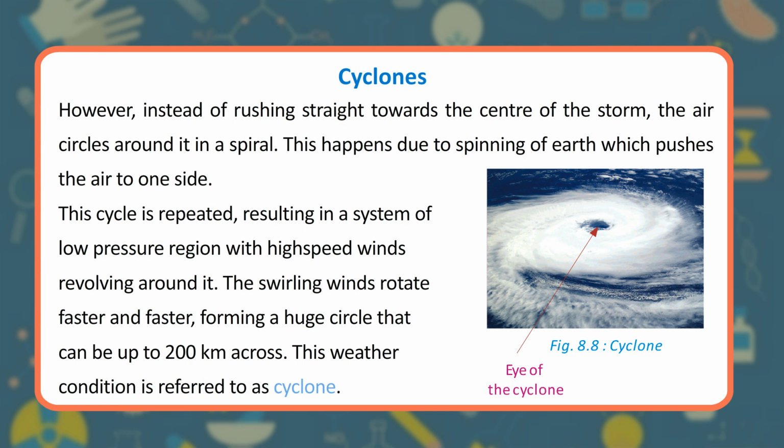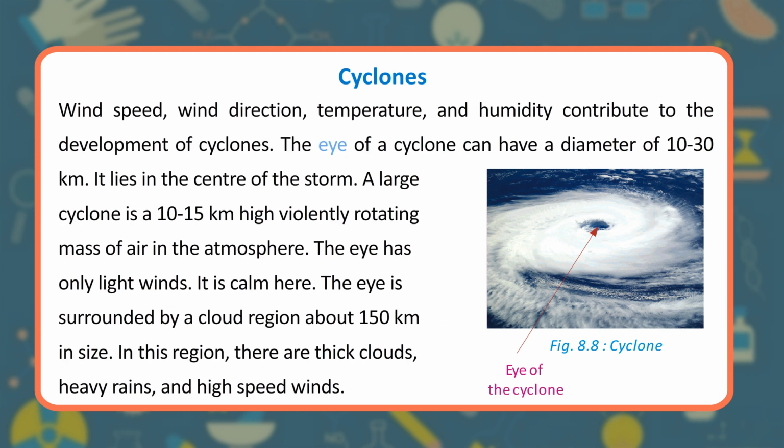The swirling winds rotate faster and faster, forming a huge circle that can be up to 200 kilometers across. This weather condition is referred to as cyclone. Eye of the cyclone. Wind speed, wind direction, temperature, and humidity contribute to the development of cyclones.